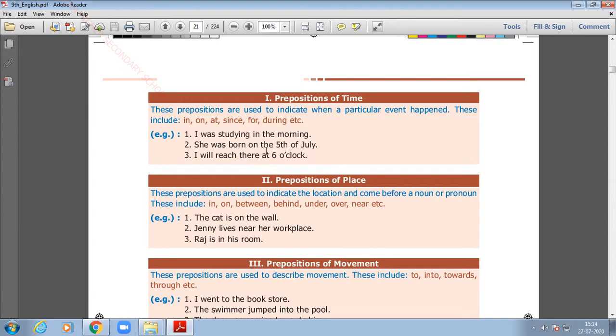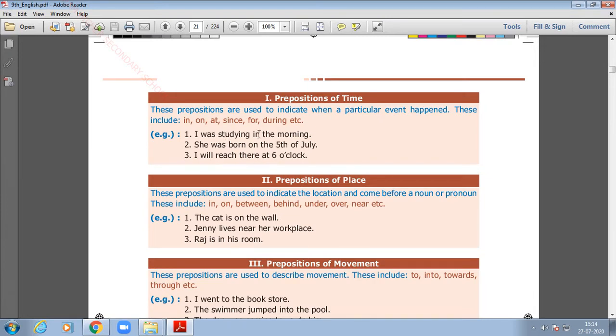I will reach there at 6 o'clock. I will reach there at 6 o'clock sharp. Okay, you'll be there at, look at the time mentioned here, particularly sharp at 6. So when you are specific with the timing, you will use at.